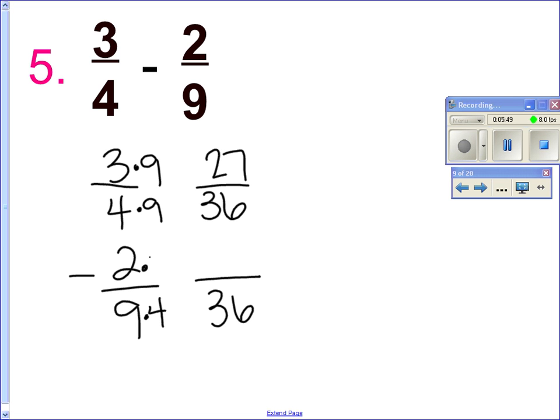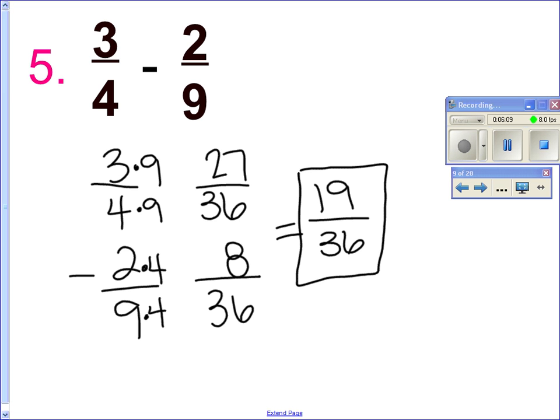And remember to do that at the top. 2 times 4 is 8. So now we have 27/36 minus 8/36. And we are going to subtract. Whenever you subtract those, you get 19/36. Okay, 19 is a prime number, so this is going to be our smallest form. This is simplified, and you just box your answer and you're done.